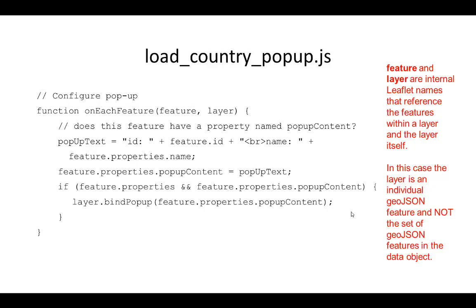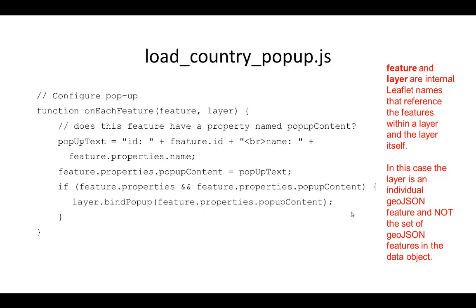And then we check. This check is probably not required in this case because we know we've got names and IDs for everything, but it's just a little check here. We'll make sure that feature properties exists, make sure that feature properties popupContent exists, and if both those criteria are met, which seems rather a strict criteria to me, but I'm just copying somebody else's code, then I'm going to use bindPopup on the layer, and I'm going to bind the properties, the popup content, to the pop-up on the layer.